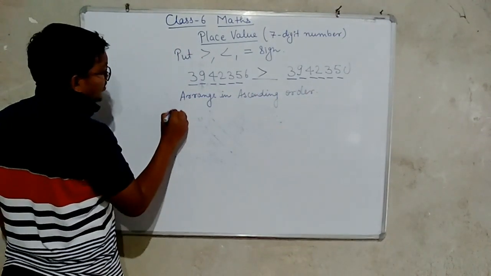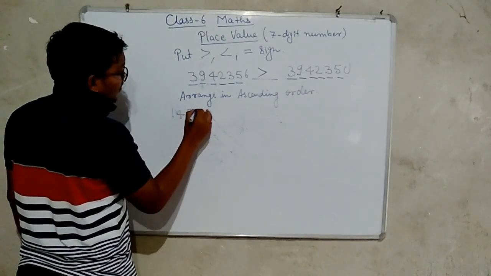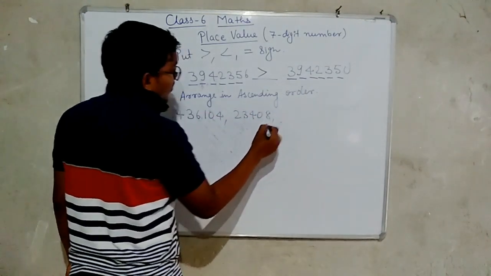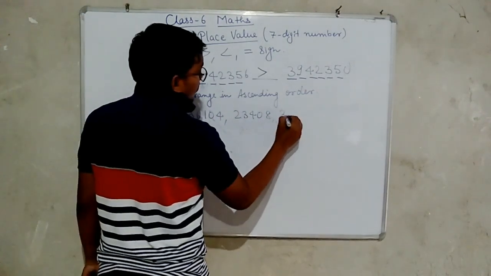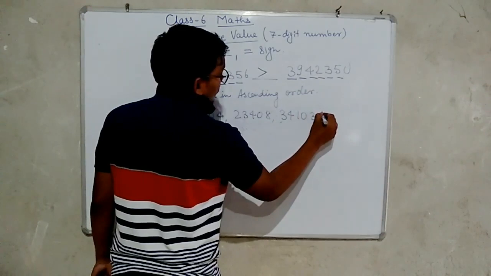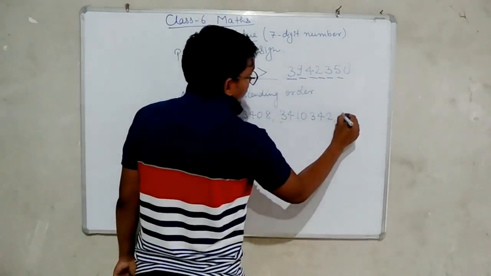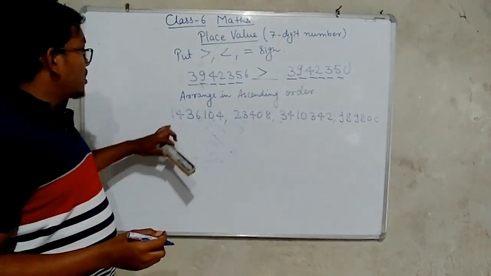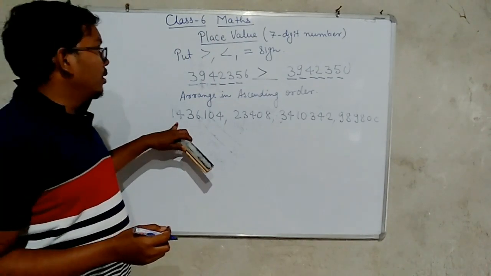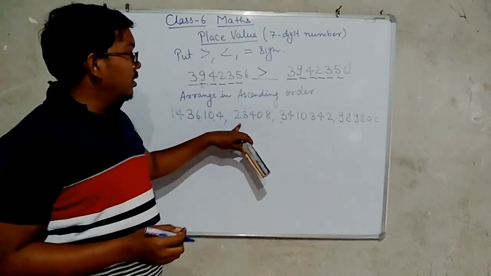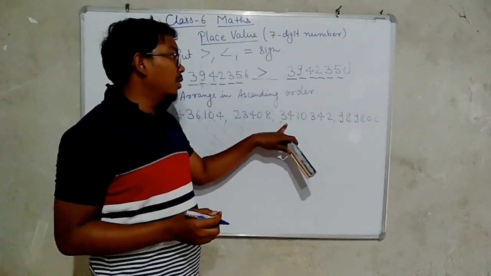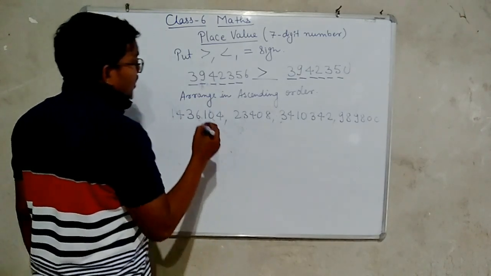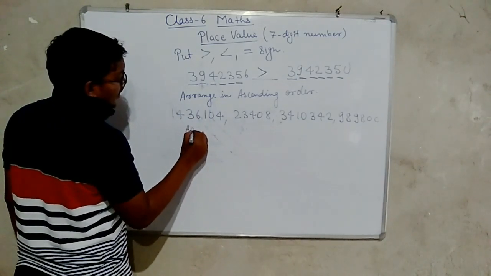Examples of numbers are given. So the first number is 14,36,104. The next is 23,408. Then again 34,10,342, and the last number is 9,89,800. So we have to arrange in ascending order, meaning in increasing order.